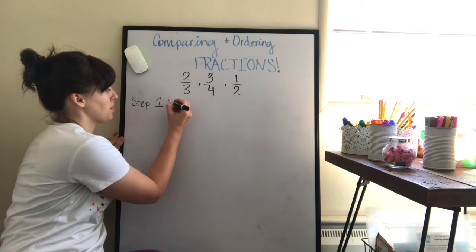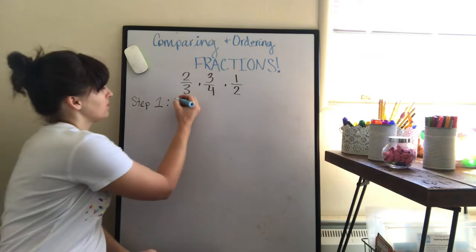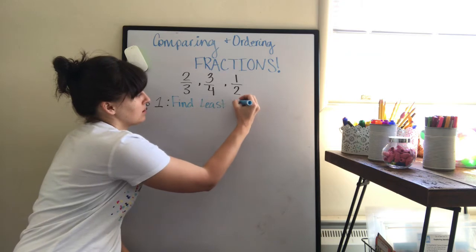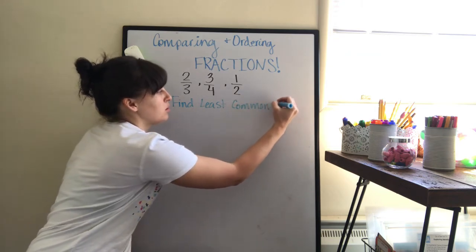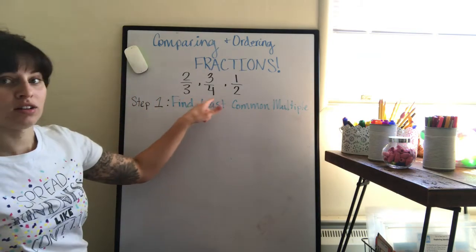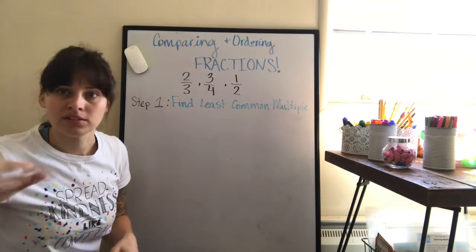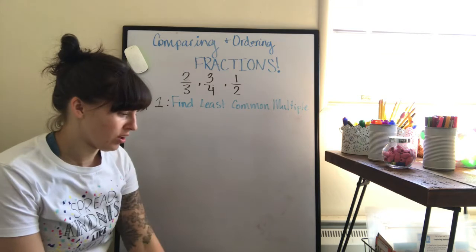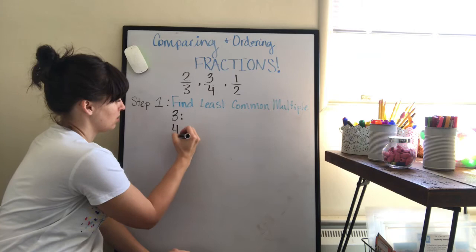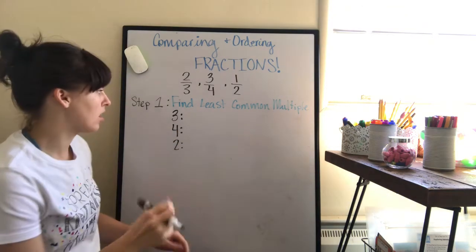So step 1, find least common multiple. That means we're going to skip count with all our denominators, and we're going to find the smallest number that they can all become if we were skip counting all of them. And I'll show you that here. Let's take 3, 4, and 2. And we're going to skip count, and we're going to find a common multiple.